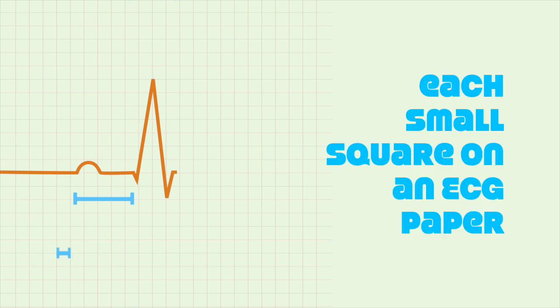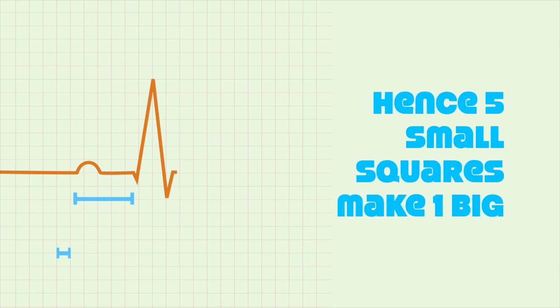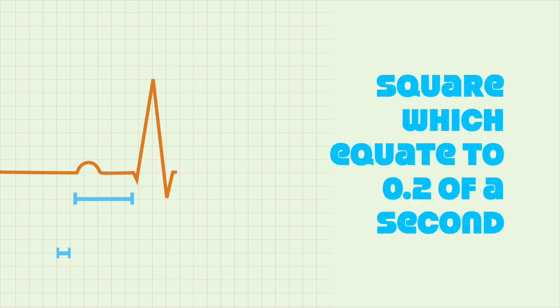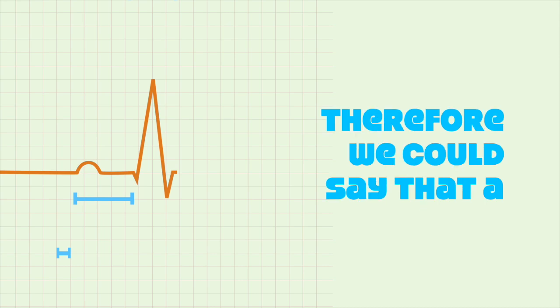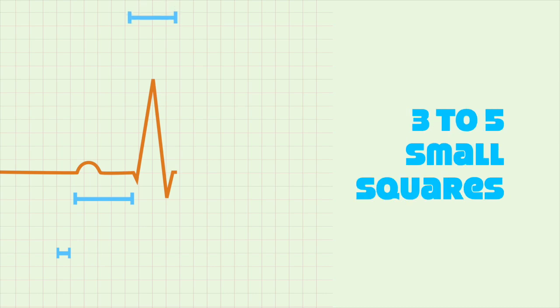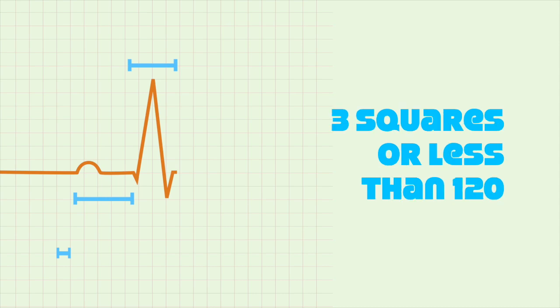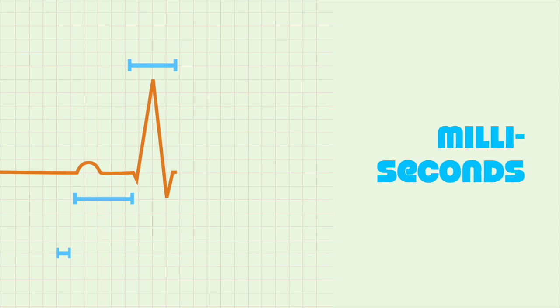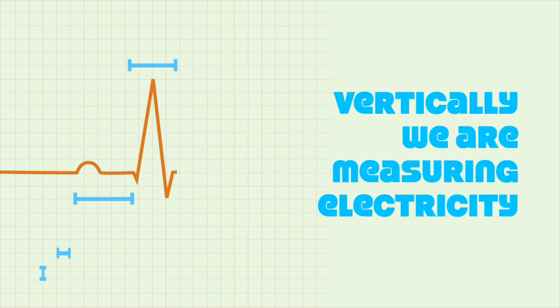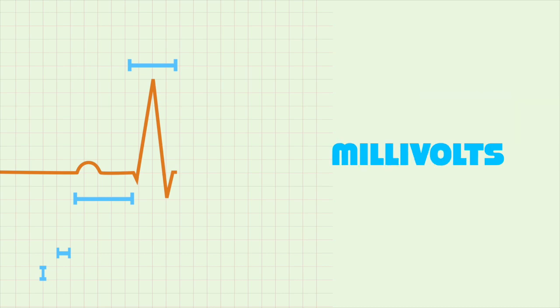Each small square on an ECG paper horizontally is 40 milliseconds. Hence, 5 small squares make one big square, which equates to 0.2 of a second. Therefore, we could say that a PR interval needs to be between 3 to 5 small squares. The QRS complex needs to be less than 3 squares, or less than 120 milliseconds. Vertically, we are measuring electricity, and each small square is worth 0.1 millivolts.